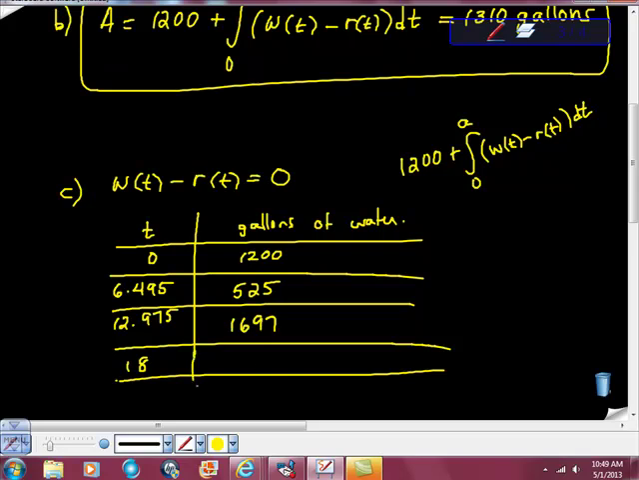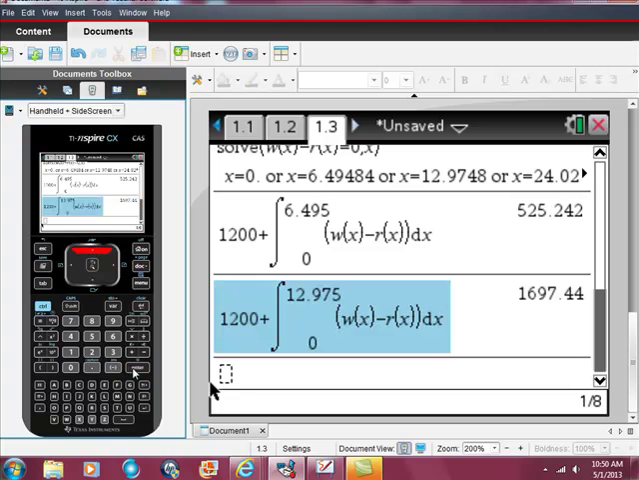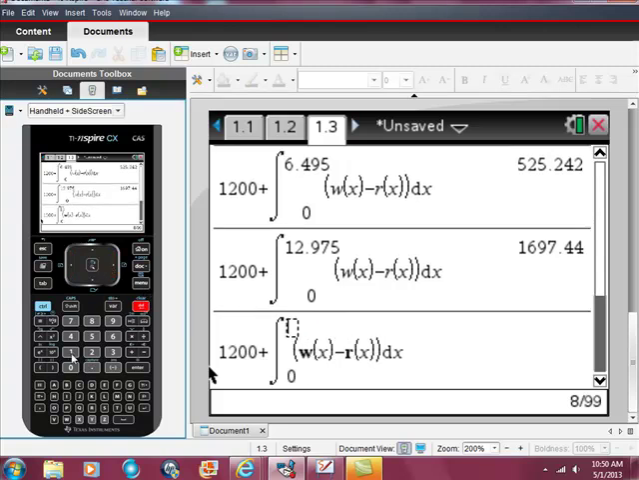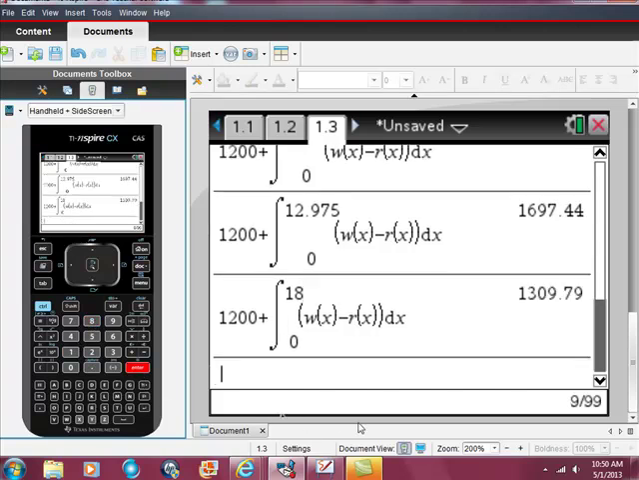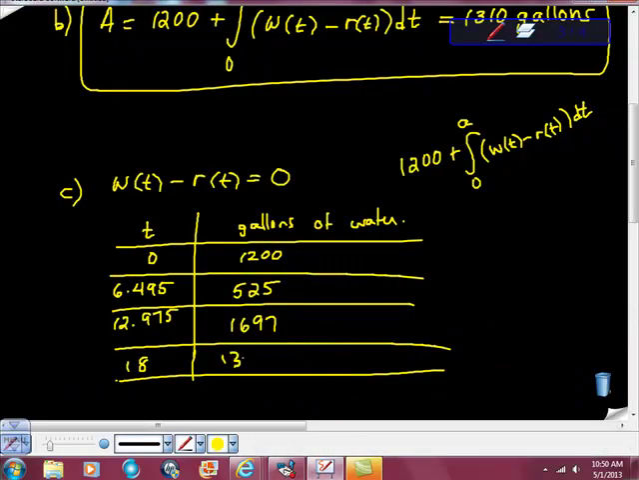Go back to my paper. 1,697 gallons. Last one I'm going to do is 18, exactly the same way. Hit my up cursor twice, hit enter, it retypes it here. Look, this is this fast. So I'm saying if you build this thing correctly, it gets really, really fast. Put in 18, hit enter, gives us 1,310 gallons.